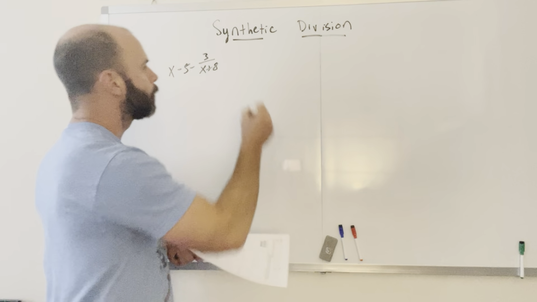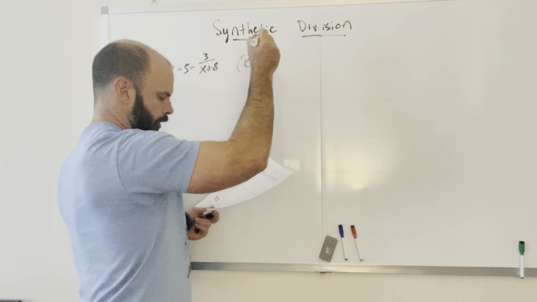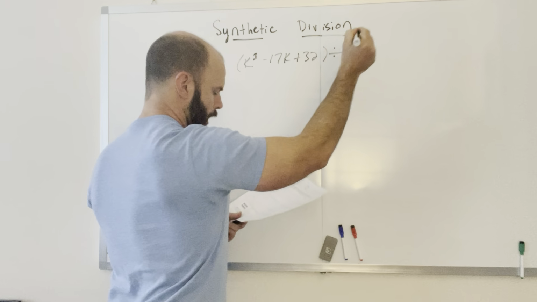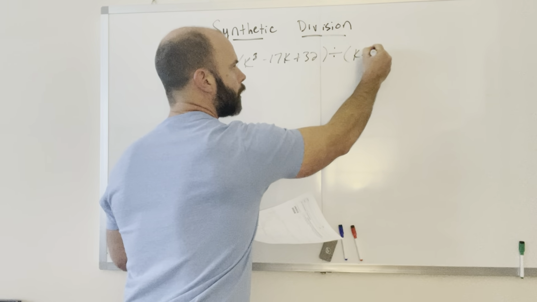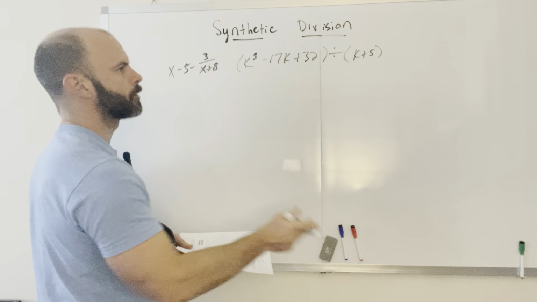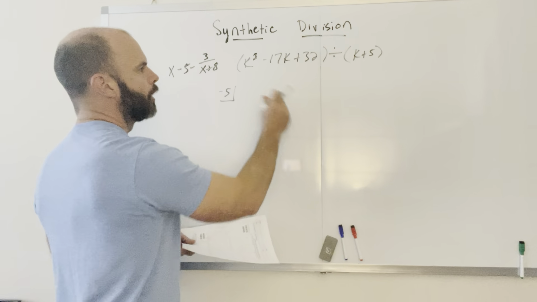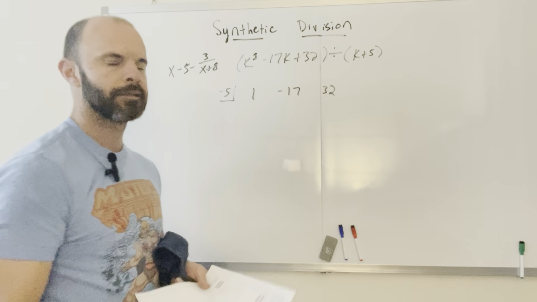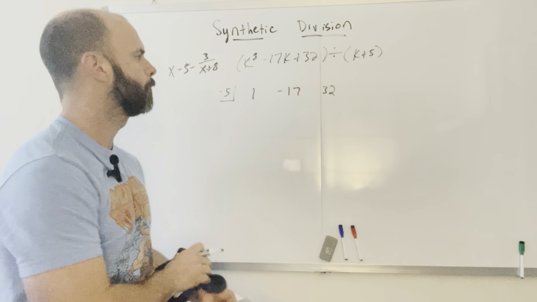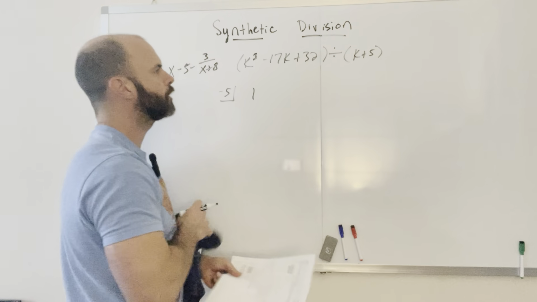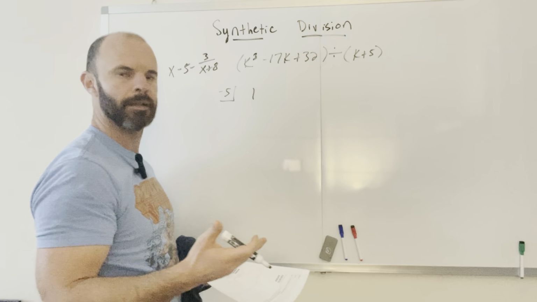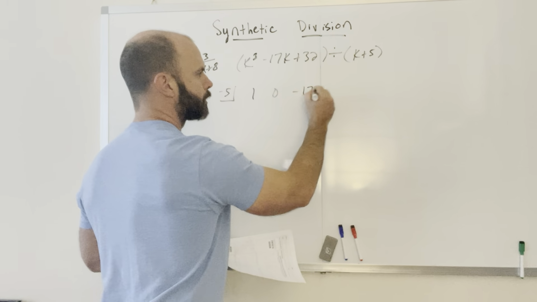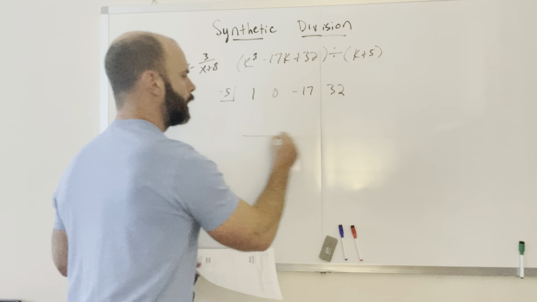All right, last thing I want to do is what happens when there's a missing power. So for example, we'll say k cubed minus 17k plus 32 divided by k plus 5. Now, the biggest mistake that happens, all right, so we put down our -5, we have that, but then we only list 3 terms, 1, -17, and 32. It's not going to work. It's going to give us a wrong answer, okay? So we have to put a 0 where the term is that's missing. So I'm missing k squared. So I'm going to put a 0 here. Then I'm going to list -17 and +32. Now I'm ready to go.